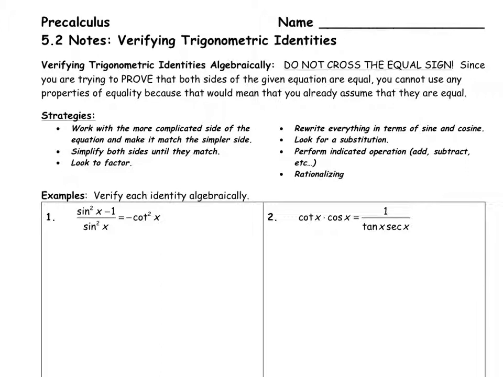The biggest thing about proofs is you have to remember that you're not solving an equation, so you're not allowed to add 3 on both sides or divide both sides by sine of theta, all of that stuff. You can't do that here.